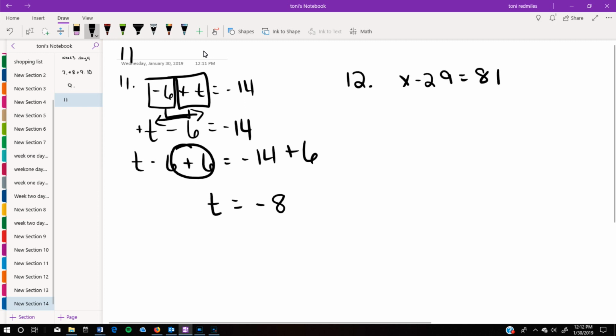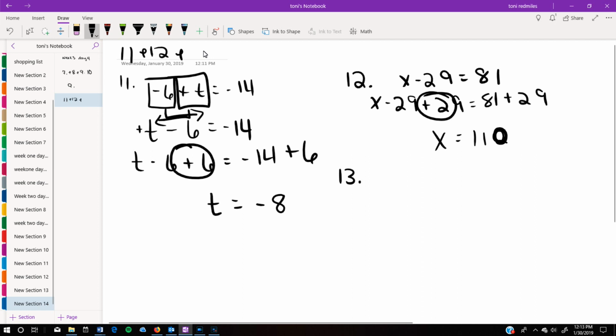All right, the 29 is subtracting the x, so in order to get the 0 I need to add 29 to both sides. That gives me a big fat 0, leaving me with x. All right, and this is going to give me, wait, did I do that wrong? 112? 110. Where'd you get that 2 from?